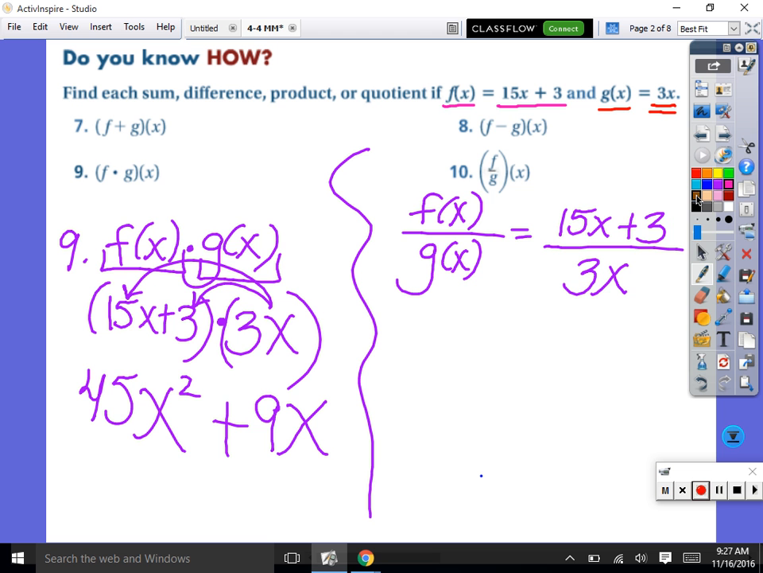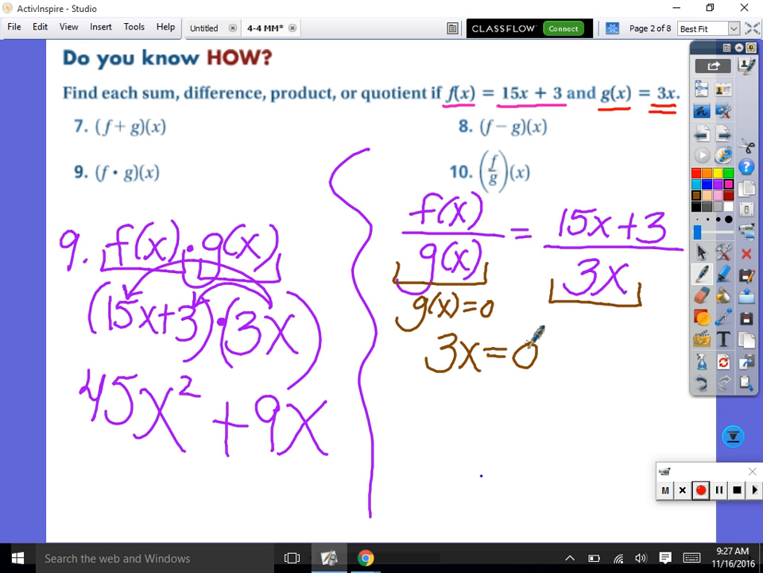But the first thing we've got to do is say, we know that g of x cannot equal 0, correct? The bottom cannot equal 0. That's one rule we need to know with division. So let's set g of x, let's set 3x equal to 0, and solve for x, because that's when the bottom will be 0. Does that make sense? So set the bottom equal to 0 and solve for x.